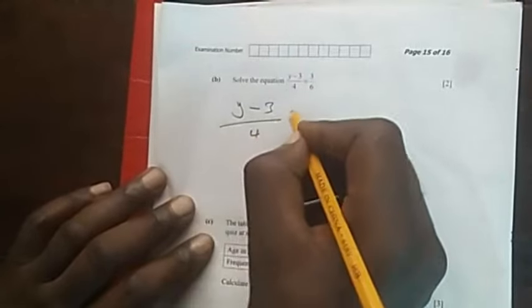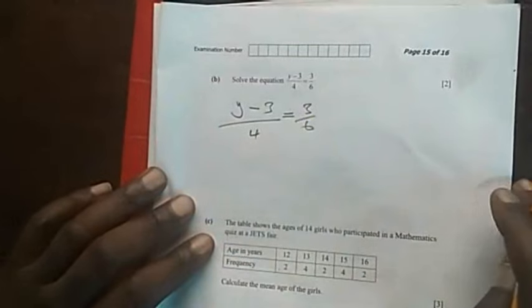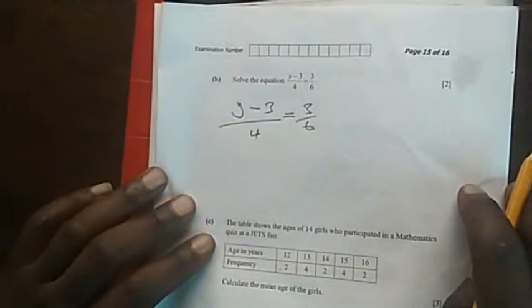Okay, let's come to this question, which is solve the equation x minus 3 over 4 is equal to 3 over 6. Okay, so what we're going to do now here is I'm going to rewrite this equation down here, which is y minus 3 over 4 is equal to 3 over 6.